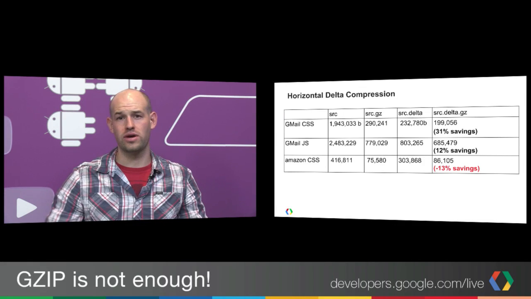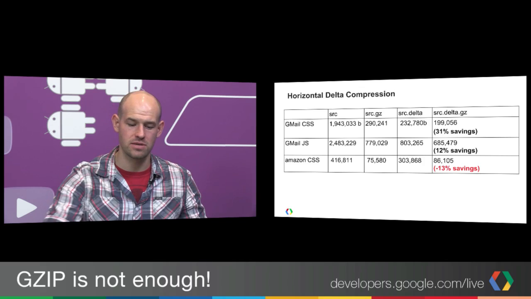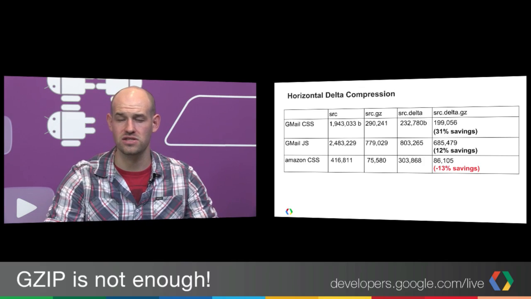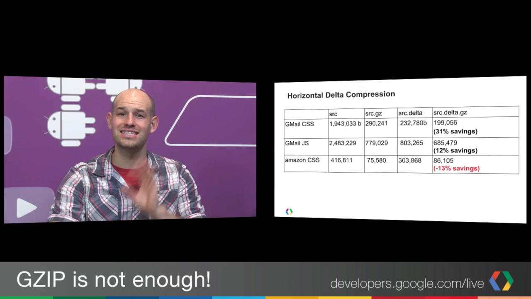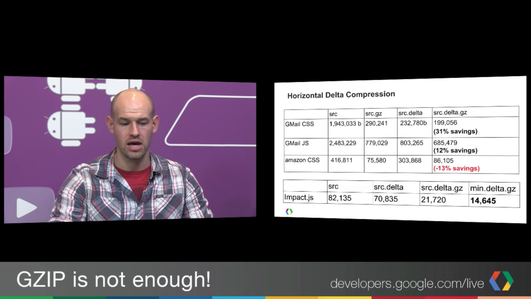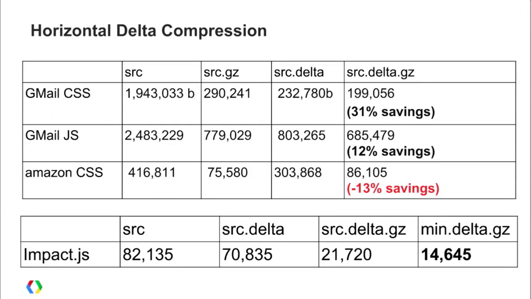All of these files that are creating multiple network requests tend to be self-similar, and that's due to the minification processes that are being applied to these files on the web. To give you an example of how important minimization is to horizontal delta compression, let's take a look at the game library known as Impact.js. I love this library. It's fantastic. If you're a game developer and you're looking to make HTML5 games, definitely give Impact.js a look.